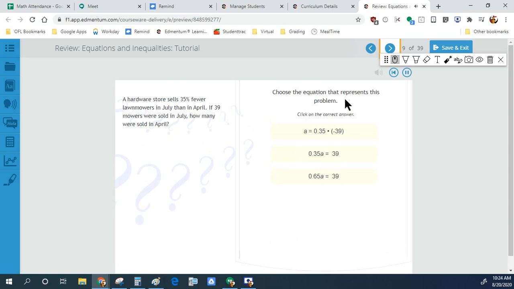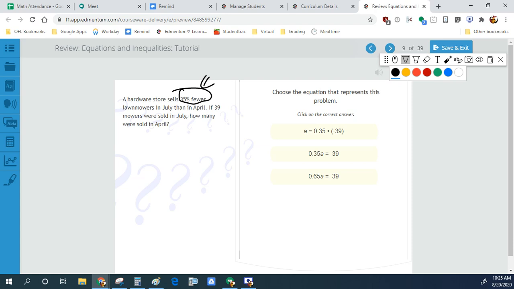All right, so choose the correct problem that represents this. So we want to say that the hardware store sells fewer. So the keyword here is going to be fewer lawnmowers in July. If 39 lawnmowers were sold in July, how many were sold in April?